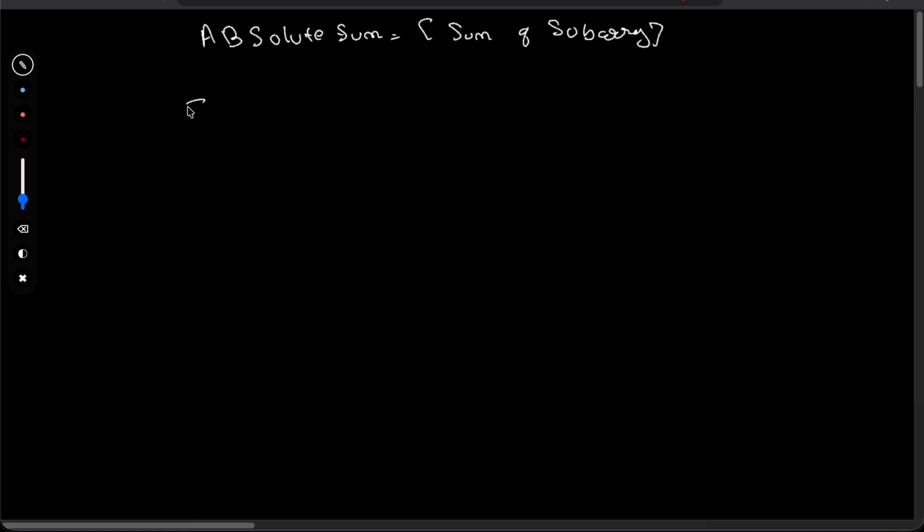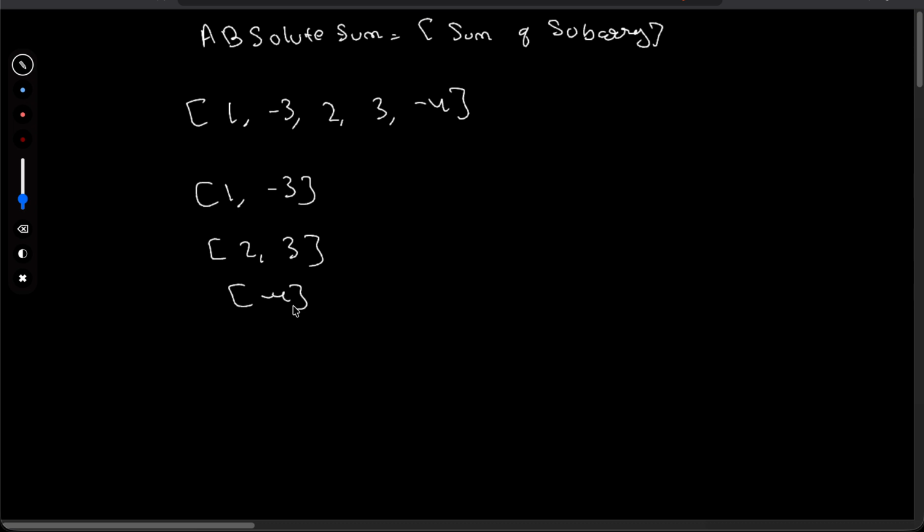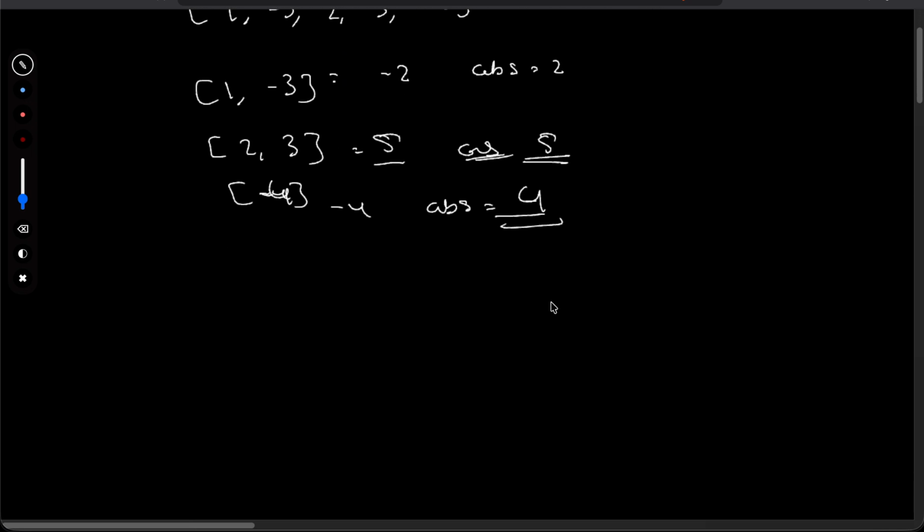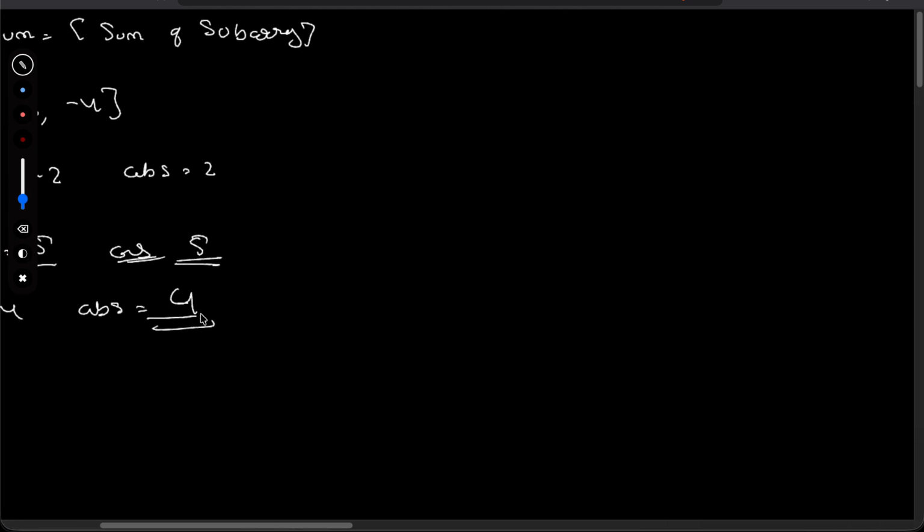If we have nums like 1, -3, 2, 3 and -4, first make subarrays of this. Take 2, 3, which sums to 5, so the answer is 5. Another subarray is -4, which is -4, and if we take its absolute value it looks like 4. So the maximum is 5.